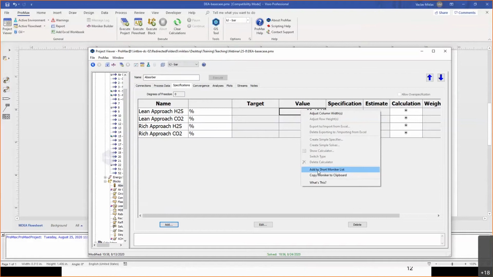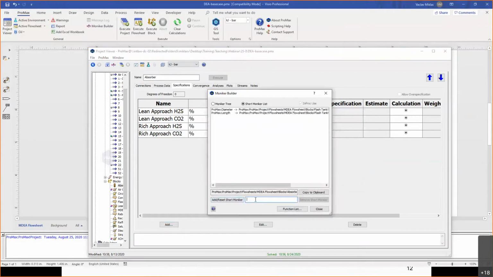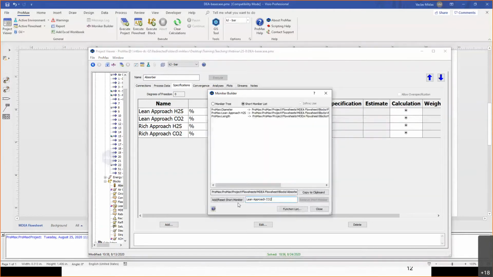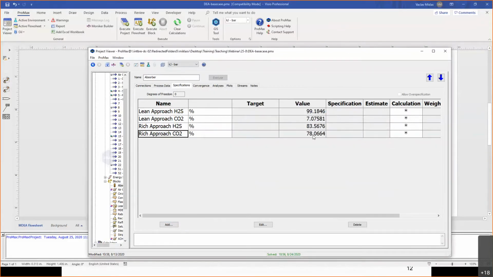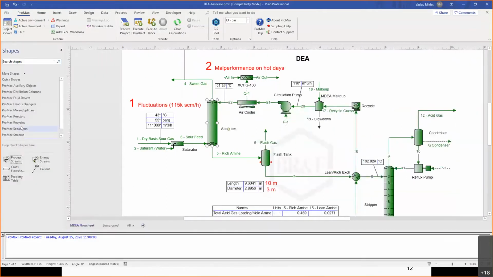just like on your desktop, or it's a list of favorites, just like in your web browser. And if I click on this lean approach of H2S and click on add to short moniker list, I can basically afterwards click on this add/reset short moniker to add it into my list of favorites. I'm going to do this with all 4 real quick. And after I'm done, I can go to ProMax streams, add a property table on my flow sheet.